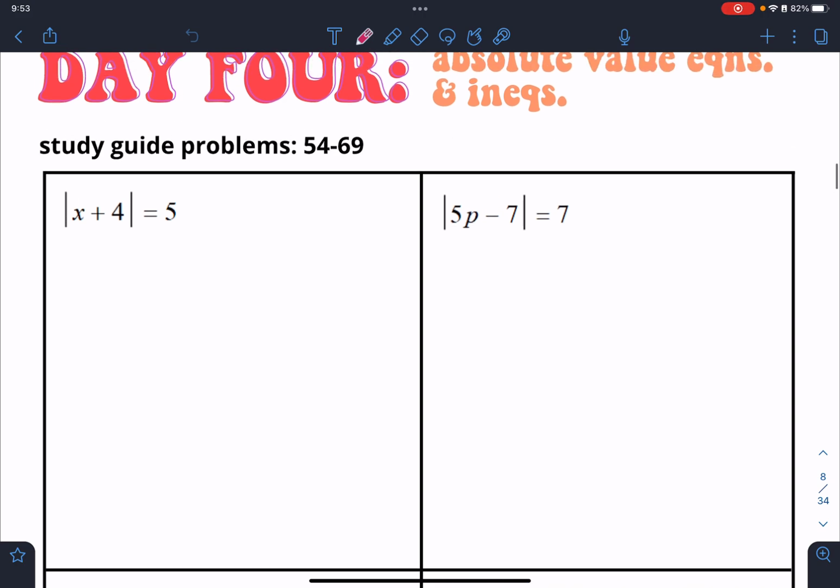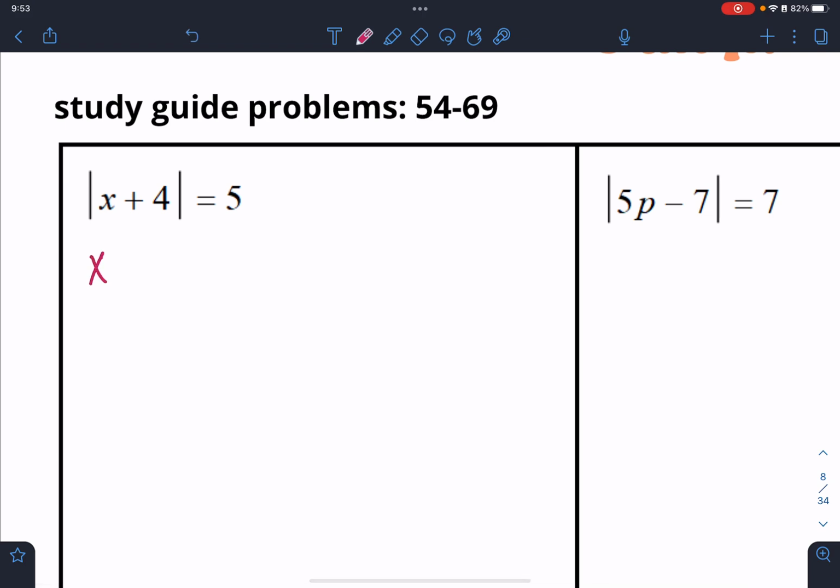So we're going to set up 2 different equations, one being the positive, so we keep it the same, x plus 4 equals 5. But then we're also going to set up one that is x plus 4 equals negative 5. Just so we can consider that, remember, in absolute value, you can have a negative number or a positive number. The bars will make it positive no matter what, so keep that in mind. So now we're just solving 2 equations.